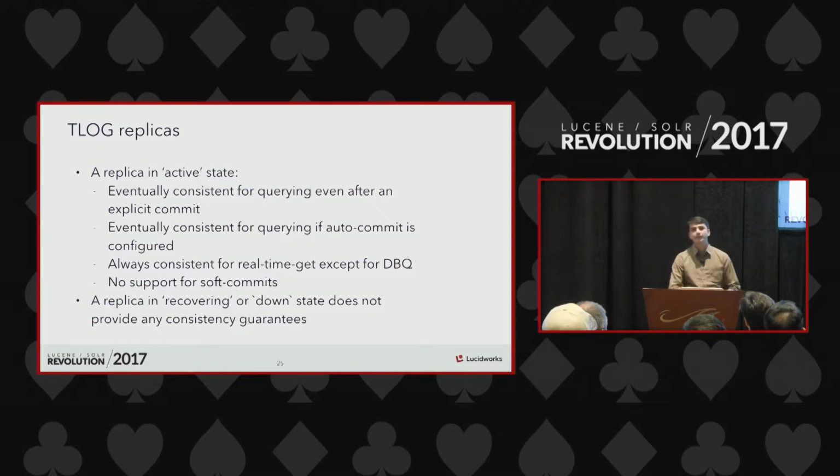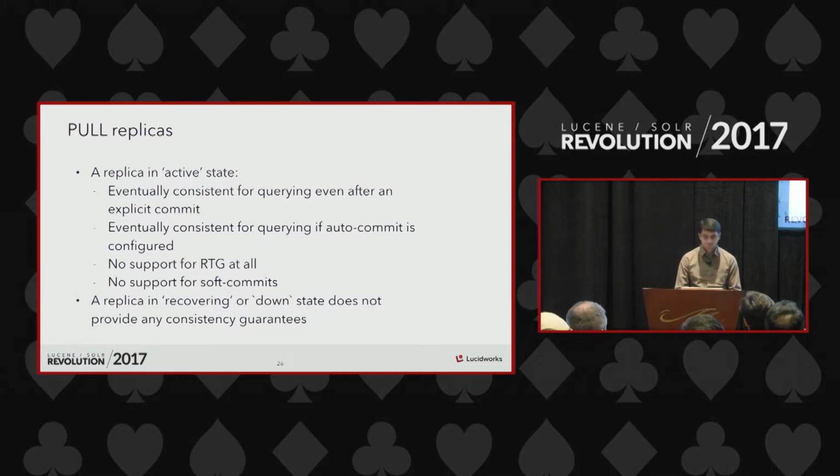Again, a replica which is in recovery or down state, you cannot rely on that to give consistent answers. So this is the same as the NRT replicas. Now, what happens with pull replicas? A pull replica in the active state is eventually consistent. Even after an explicit commit, it is eventually consistent. Even if auto commit is configured, it does not support real-time gets at all. So if you want to do a real-time get, you have to talk to the leader.